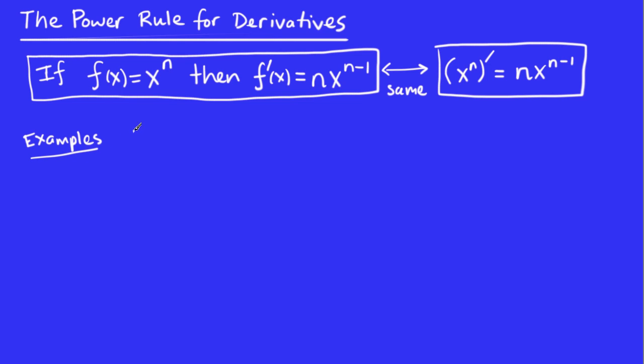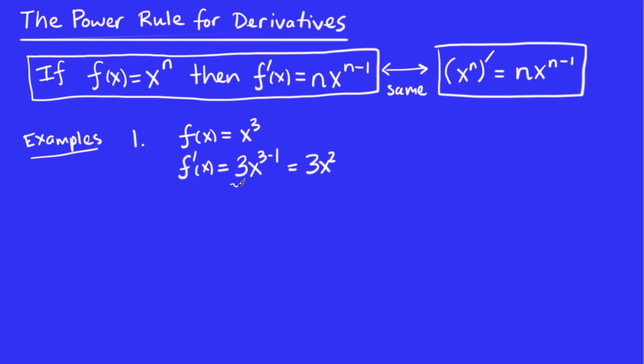Why don't we take a look at some function like f of x equals x cubed? What's the derivative of that? Well, the power of x is 3, so n is 3. So according to this formula here, the derivative is going to be 3x to the 3 minus 1. So 3 times x to the 3 minus 1. And of course, 3 minus 1 is 2. So we got 3x squared.